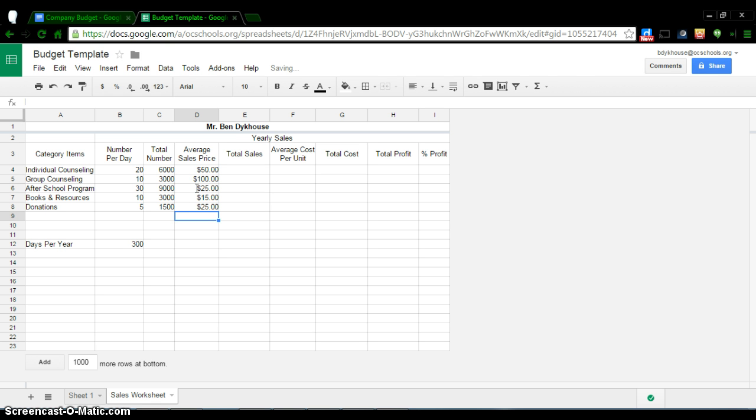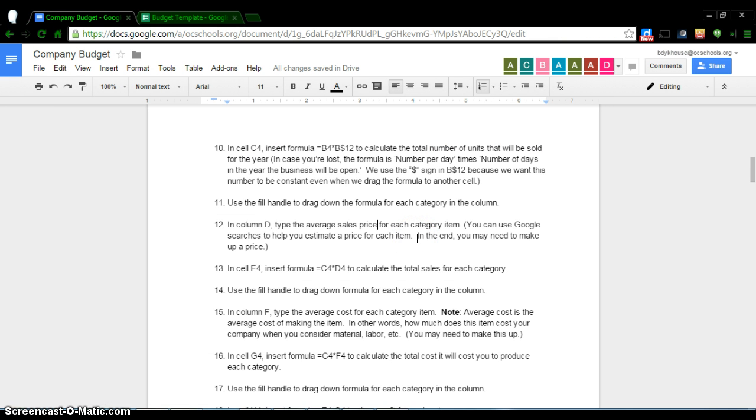Take a few moments to type in an average price and don't rack your brain too much. Google it if you need to find an average price. Very good. Hopefully you've typed in the average sales price for each of your category items. So that was number 12.